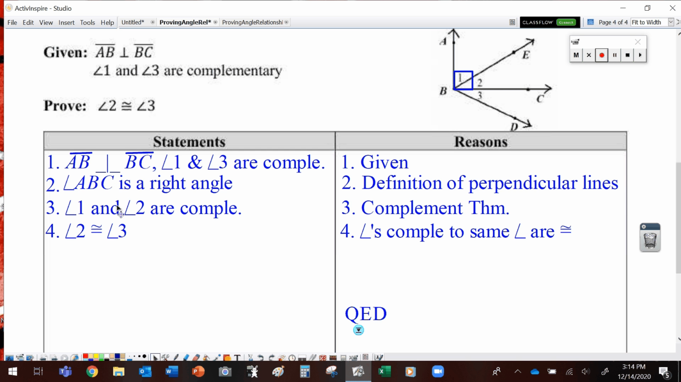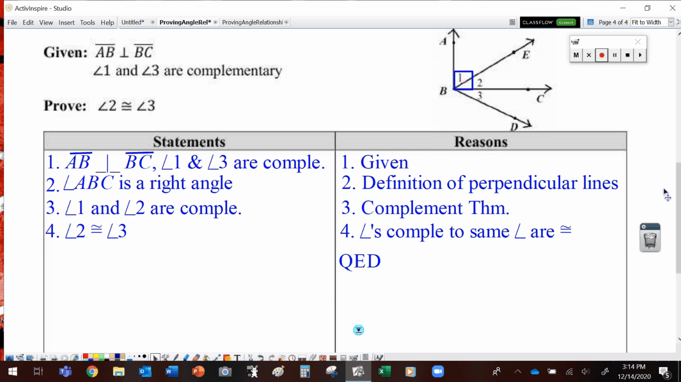Well, I've got angle 1 and angle 2 are complementary. Angle 1 and angle 3 are complementary. So since angle 2 and angle 3 are both complementary to the same angle 1, that means they have to be congruent to one another. Because angles complementary to the same angle are congruent, we've proved what we set out to prove.